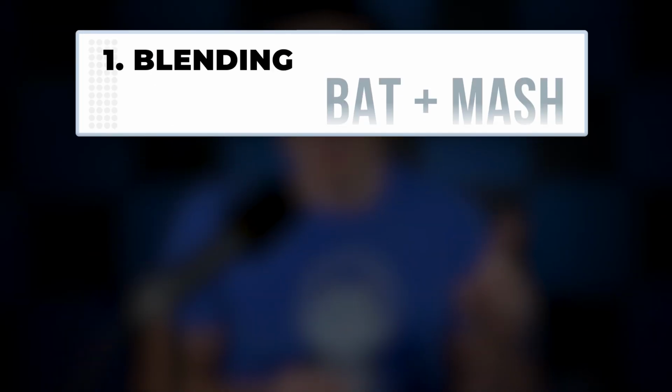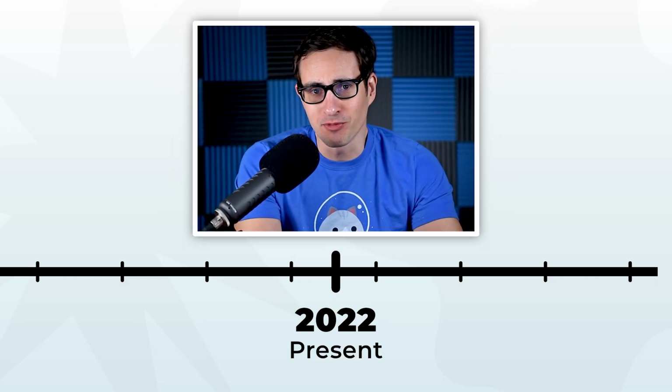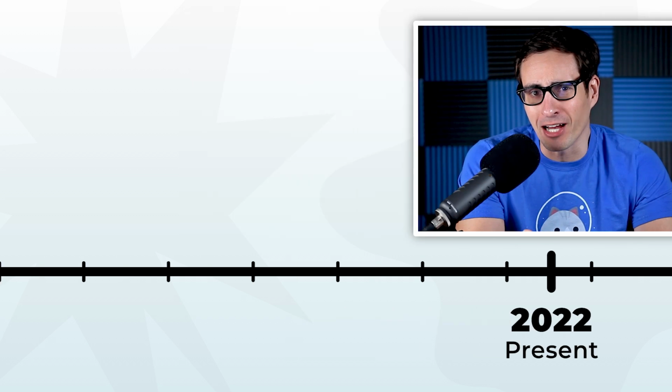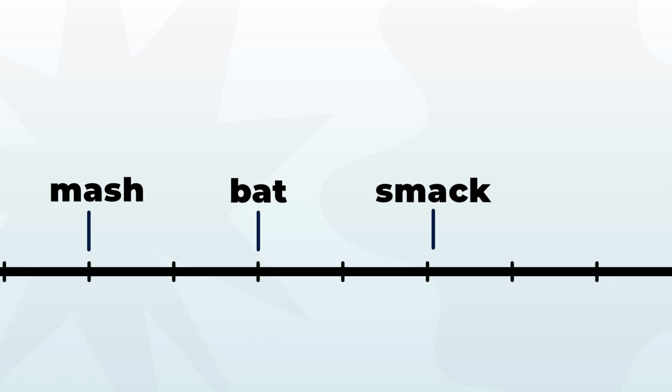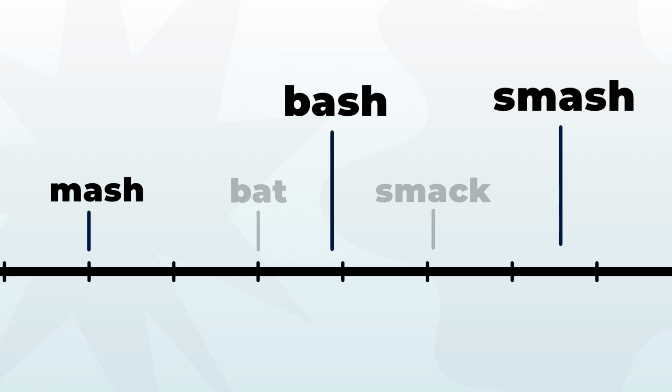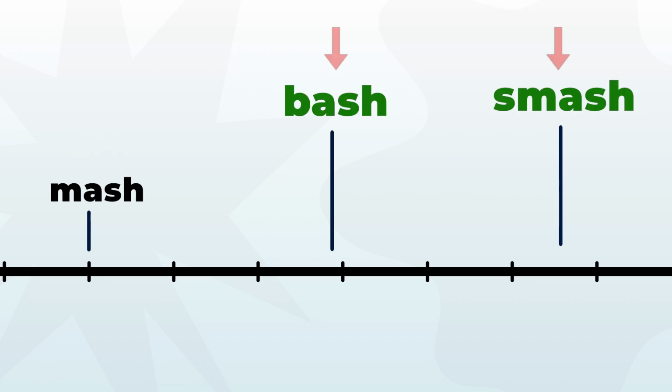Number 1 is blending. We invent new words by combining existing words. For example, the word mash was invented maybe 1,000 years ago. Then we invented new words like bat and smack. And all of these words became ingredients for new words like bash and smash. These words, bash and smash, were built from the word mash. So we're repeatedly inserting these sounds, ash, into different words that involve some type of hitting. And we do this with many words.